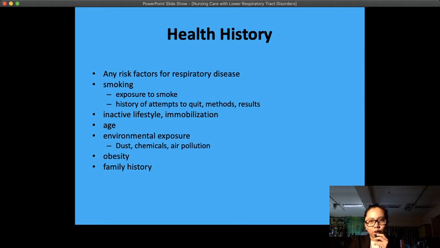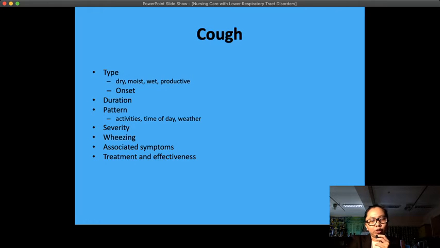Okay, so ask for any risk factors for respiratory disease such as smoking, exposure to smoke, history of attempts to quit, methods, results, inactive lifestyle, immobilization, age, environmental exposure such as dust, chemicals, air pollution, obesity, and family history. Okay, and then cough. Okay, so what are those types of cough? There are so many types of cough. There is dry cough, moist cough, wet cough, and then productive cough. Okay, ubo ng ubo, and then maraming phlegm. Okay, that is a productive cough.